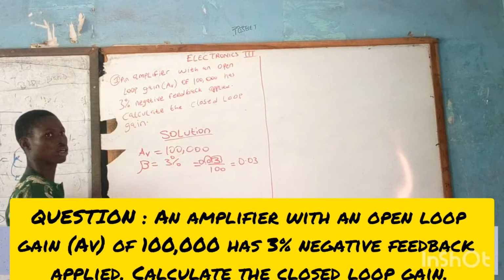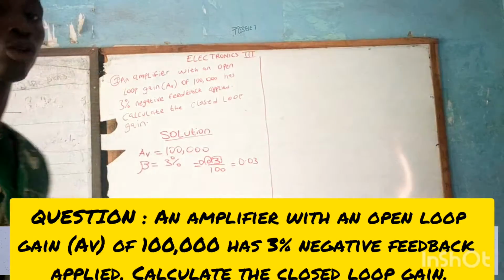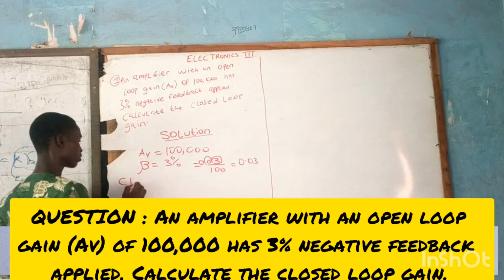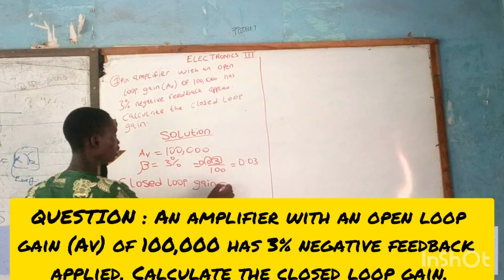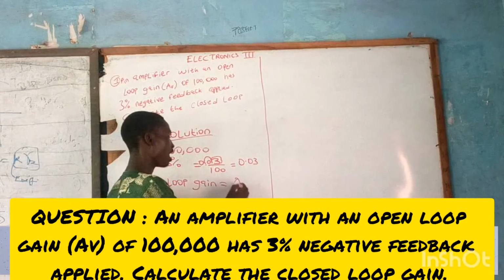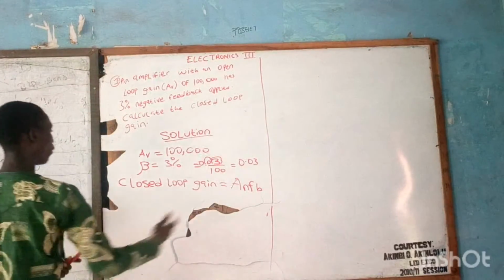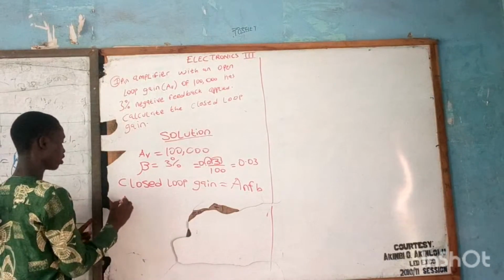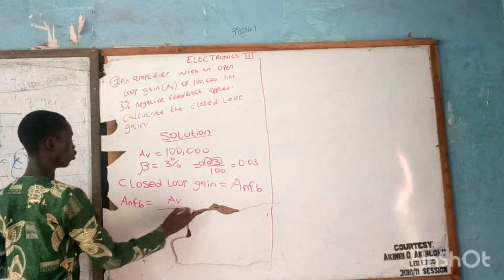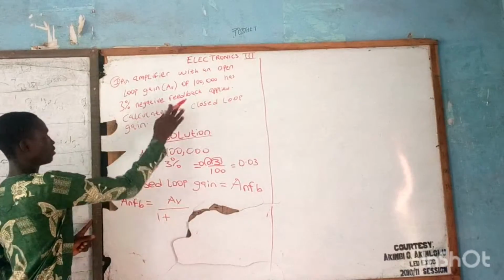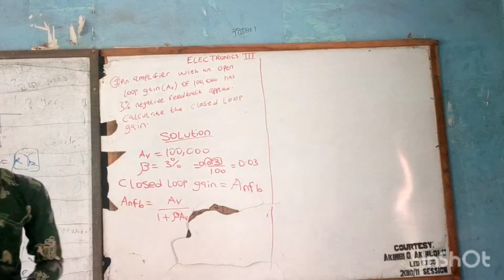And we have to look for the closed loop gain. So how do we look for closed loop gain? The closed loop gain, Af, is equal to A over 1 plus beta A for negative feedback.